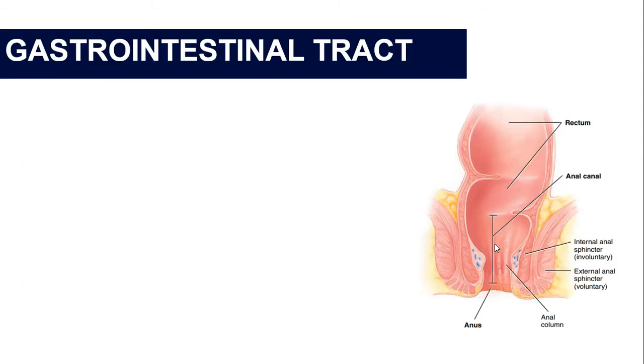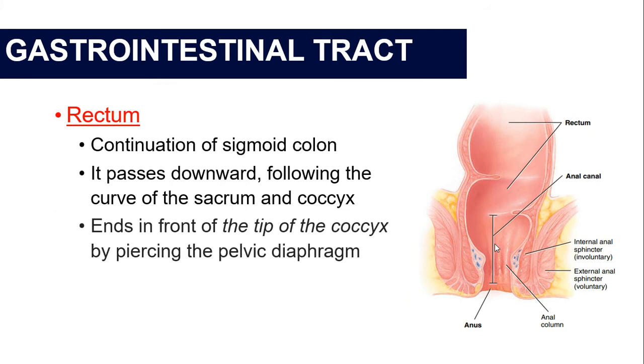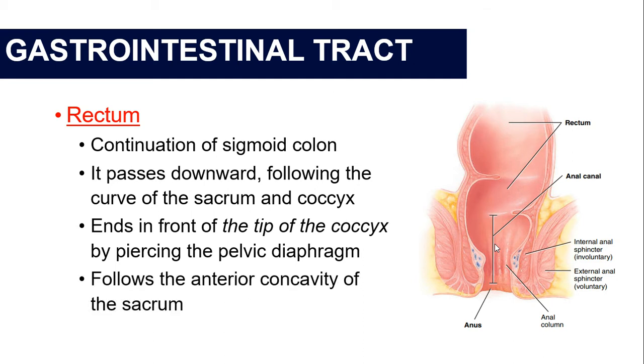Next, still part of the gastrointestinal tract is our rectum. Your rectum is a continuation of the sigmoid colon, of course, and it passes downward following the curve of the sacrum and the coccyx. It ends in front of the tip of the coccyx by piercing the pelvic diaphragm as it enters the perineum. It also follows the anterior concavity of the sacrum. It becomes continuous with the anal canal, before bending downward and backward at its junction with the anal canal.